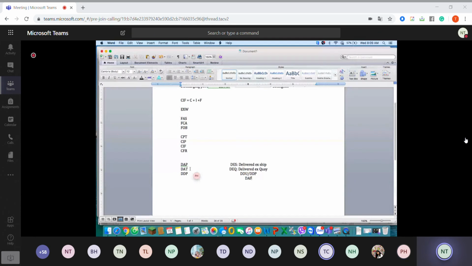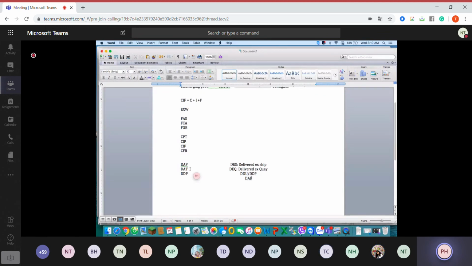Okay. Yeah. So, thank you. For the DAT and DAP, I think the main difference is about the unloading liability. As the previous opinions, actually for the DAT, the exporter has to unload the goods, and for the DAP, the importer has to unload the goods. So, in the articles, what I mean is for the DAP, of course you have to choose one place at the point of delivery.